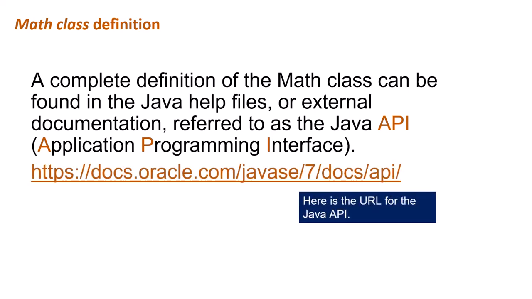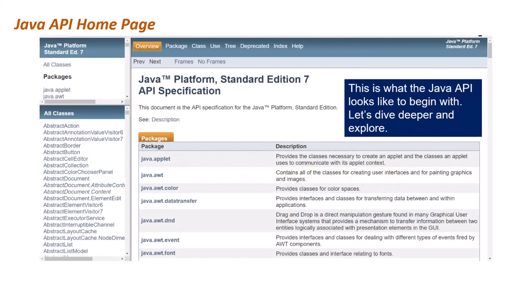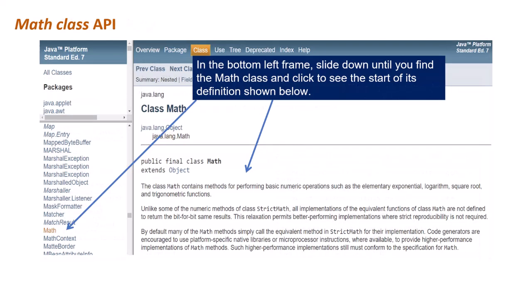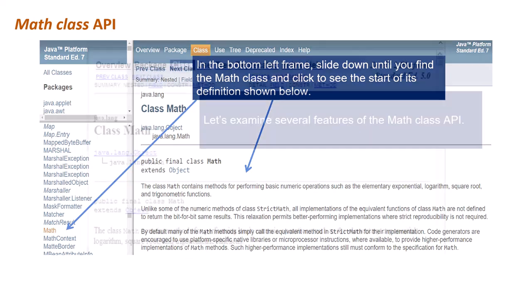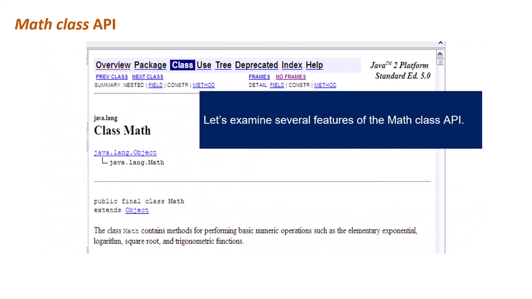Here is the URL for the Java API. This is what the Java API looks like to begin with. Let's dive deeper and explore. In the bottom left frame, slide down until you find the math class and click to see the start of its definition shown below. Let's examine several features of the math class API.